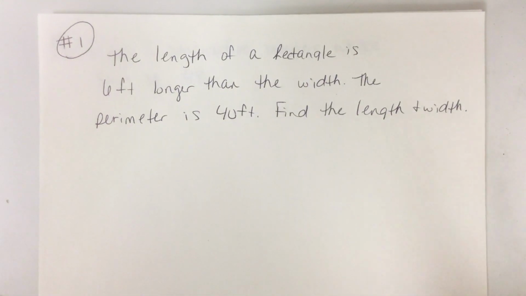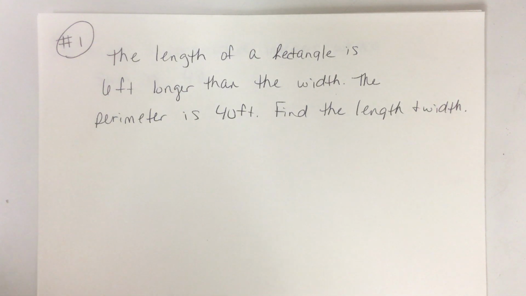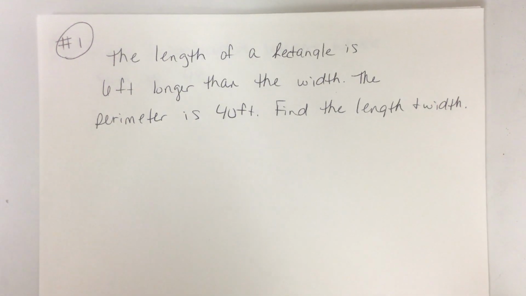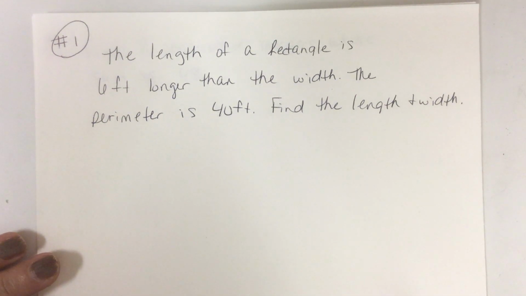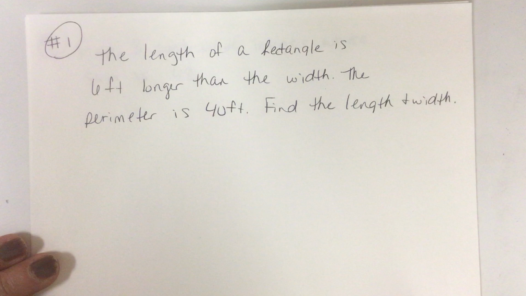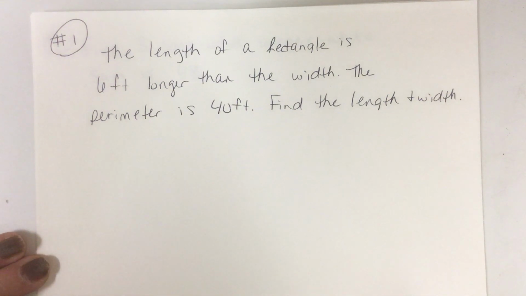Okay, in this video, I'm going to show you how to set up an equation and solve a word problem that gives you the perimeter and asks you to find the length and the width. So you'll be given something like this. The length of a rectangle is 6 feet longer than the width. The perimeter is 40 feet. Find the length and width.